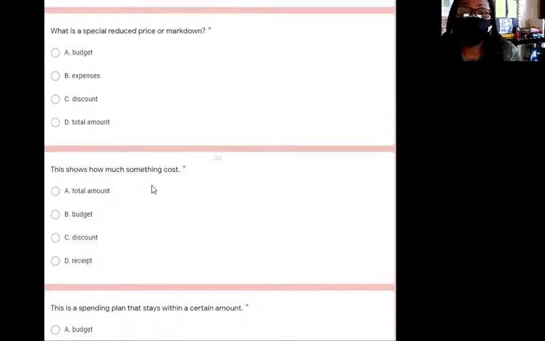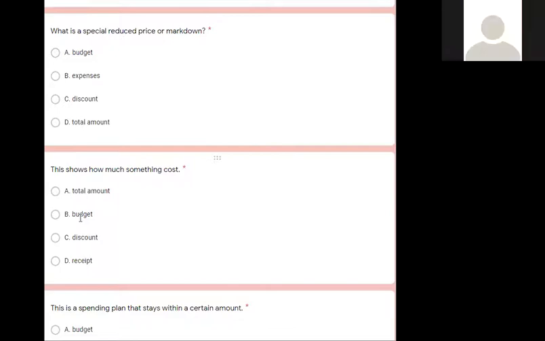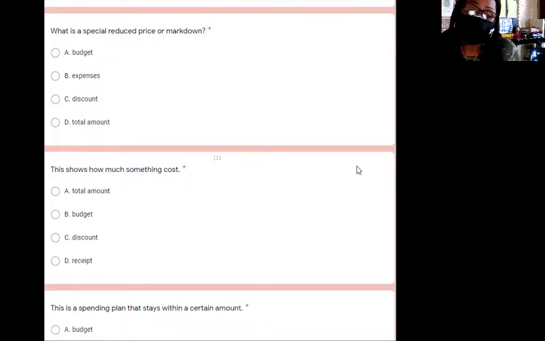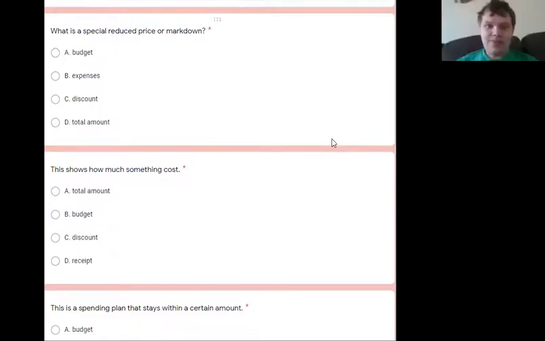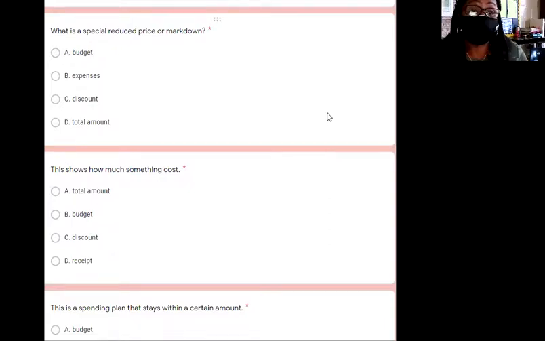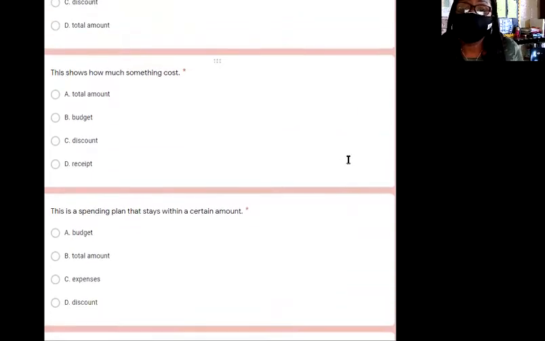Okay, our next one. This shows how much something costs. Is it total amount, budget, discount, or receipt? Receipt. Well, very good. It sure is. Thank you so much. A receipt shows us how much something costs. And remember, it's just a good rule of thumb. Kind of hold on to that receipt until you have a chance to check your items against what you actually paid for. And then when you know everything's good, you can probably toss it out.